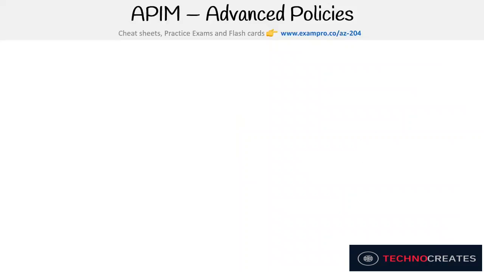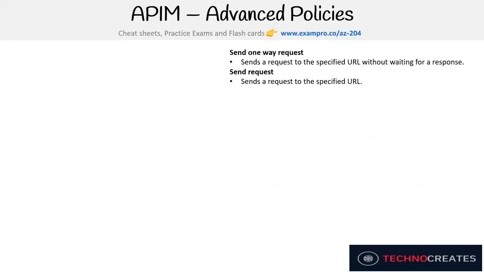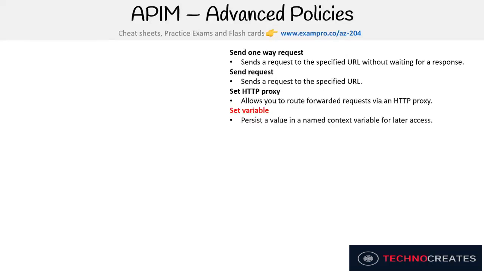More advanced policies here. So send one-way request, send a request to a specified URL without waiting for a response. Send request, send a request to a specified URL. Send HTTP proxy, so it allows you to route forward requests via an HTTP proxy. Set variable, persist a value in a named context variable for later access.